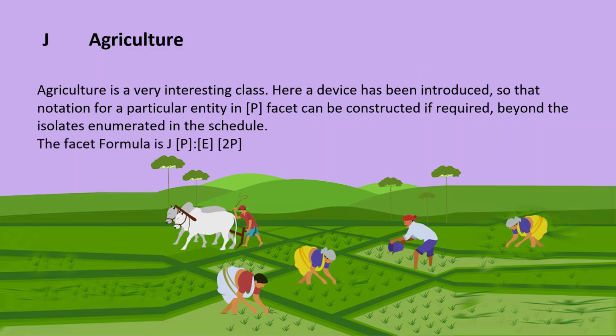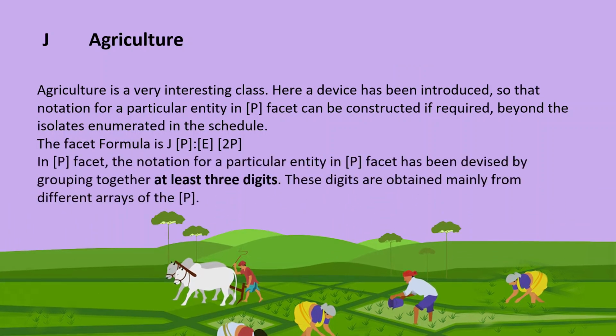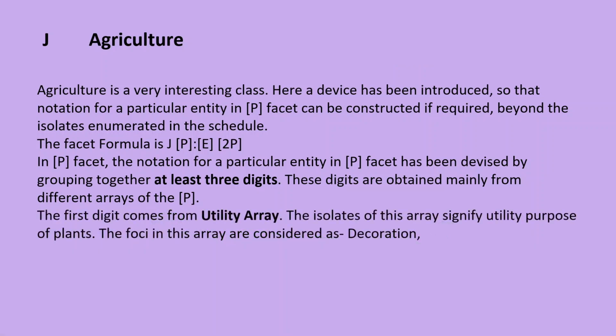The facet formula is JP colon E to P. In the P facet, the notation for a particular entity has been devised by grouping together at least 3 digits. These digits are obtained mainly from different arrays of the personality facet. The first digit comes from the utility array.